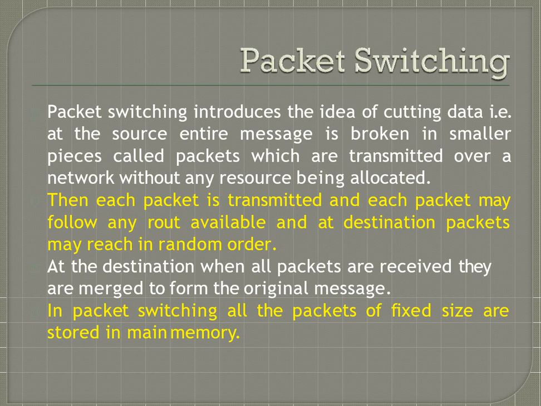After that, each packet is transmitted and each packet may follow any route available, and at the destination, packets may reach in any order. So you are dividing the message and sending it any way. At the destination, all the packets will reach in any random order. So how to arrange this? The packets will be arranged according to the sequence number which is available in the packet. When all the packets are received, they are merged to form the original message.